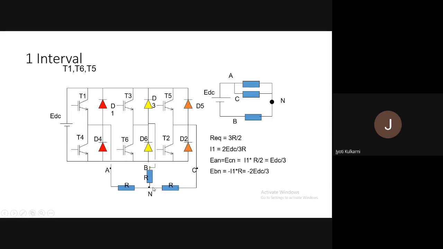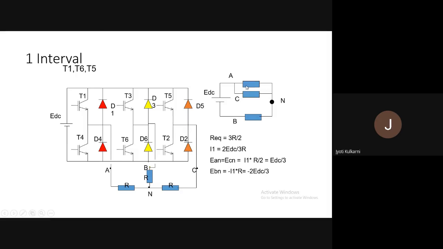And neutral is common in between all three branches of the load. So here neutral is common. So how is it looking? A branch and C branch are in parallel and B branch is separate. A and C parallel combination is connected between the positive plate of the battery and neutral, and B branch is connected between the negative plate of the battery and neutral. Fine. And all three resistances are of magnitude R. So now we have to find out the voltages and currents.